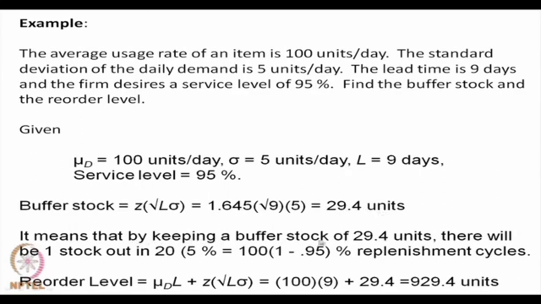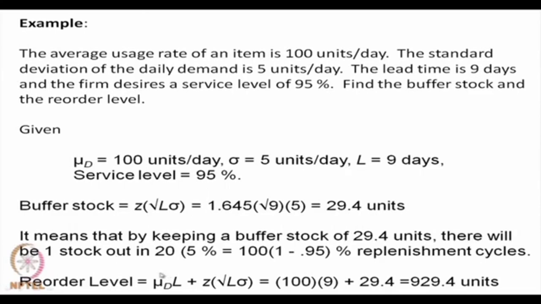It means that by keeping a buffer stock of 29.4 units, there will be one stock out in 20 replenishment cycles, because 5% is the stock out in one replenishment cycle. Therefore, in 20 replenishment cycles, there will be one stock out. This is the meaning of the service level.